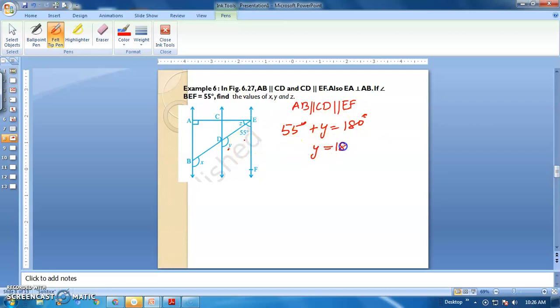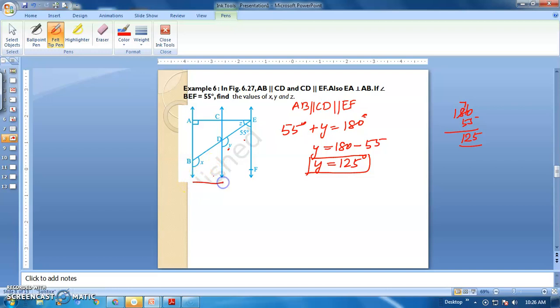So y equals 180 minus 55. 180 minus 55 gives 125. So y is 125 degrees. So this one is 125, and what about this one?